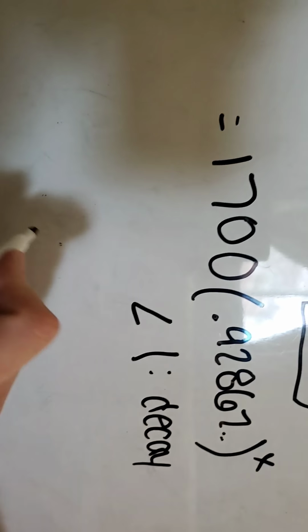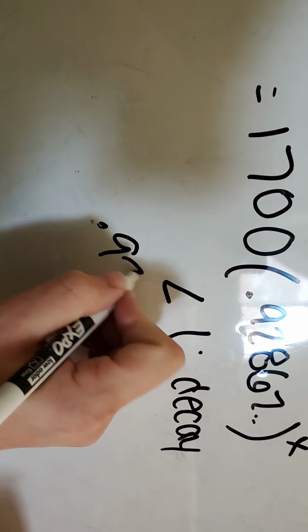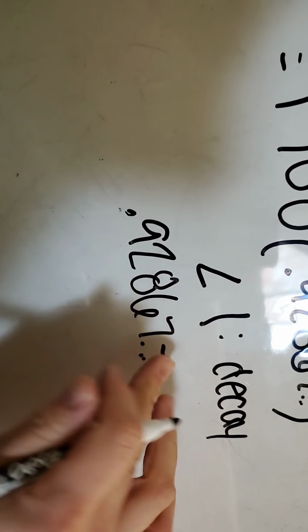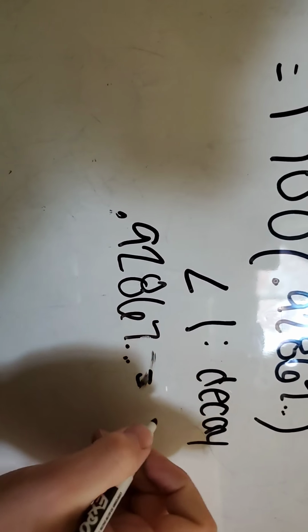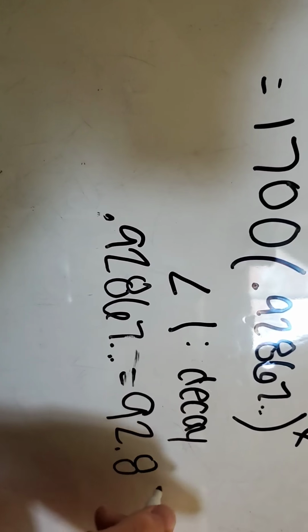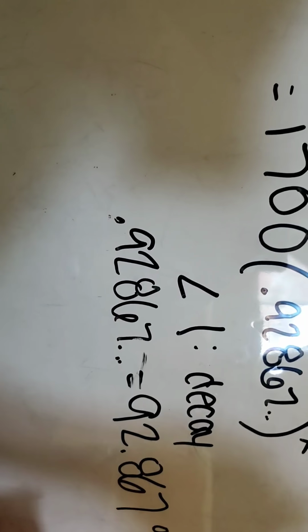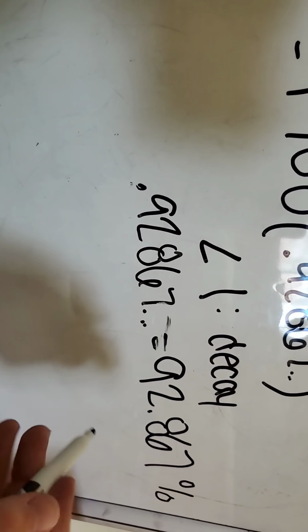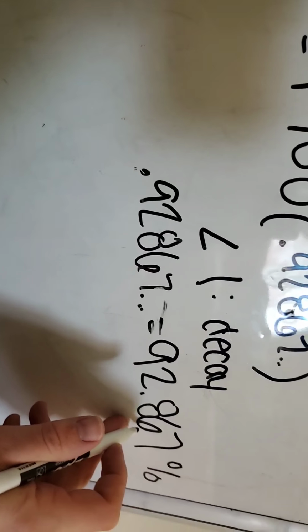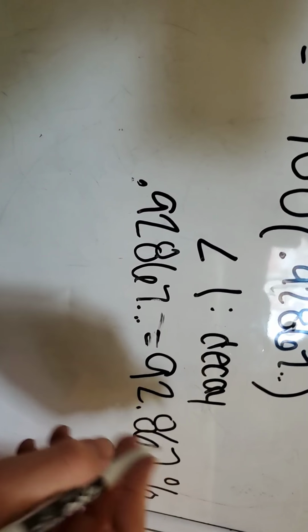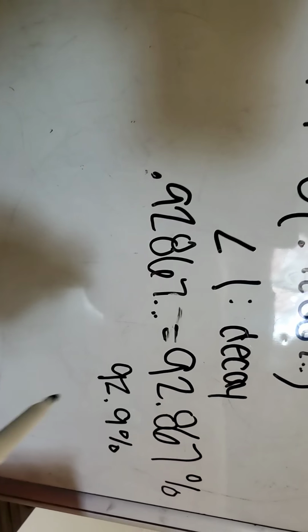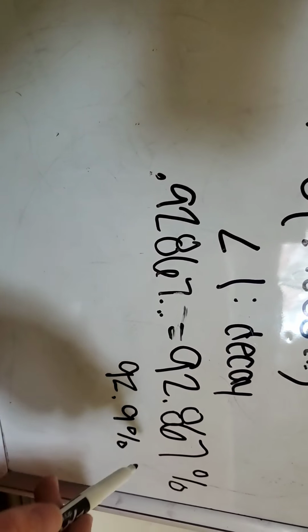So let's first convert this into a percentage. 0.92867, because that keeps going, is the same as 92.867%. Now, it wants us to round this to the nearest 1/10. So this is the 1/10ths place, yes. And this number is larger than 5. Well, it's greater than or equal to 5, for sure. So that means we round this number up. So this becomes 92.9%.